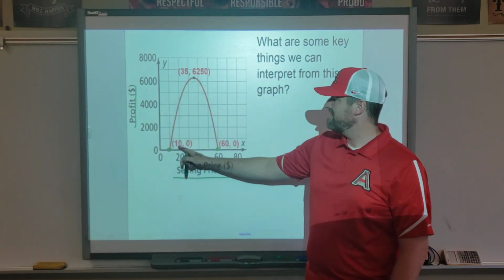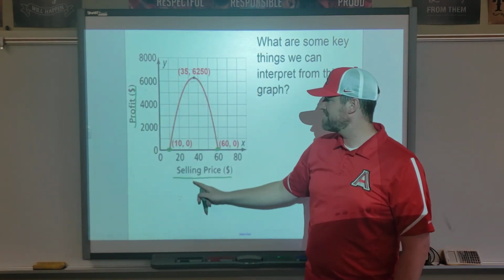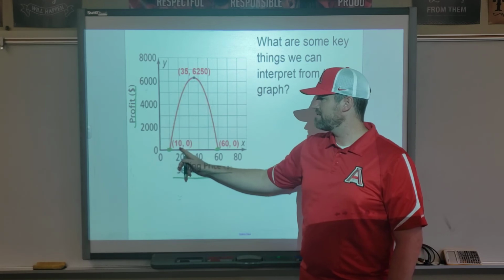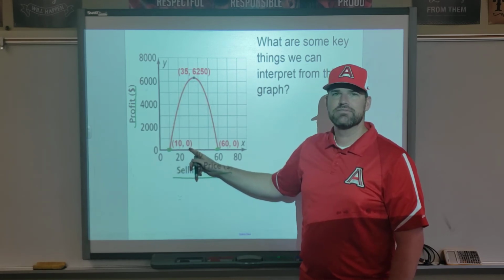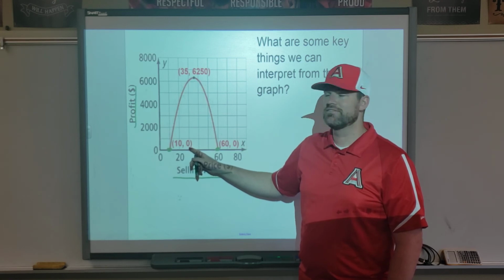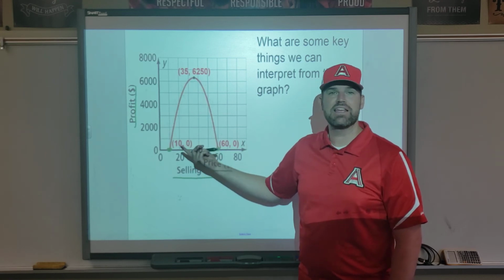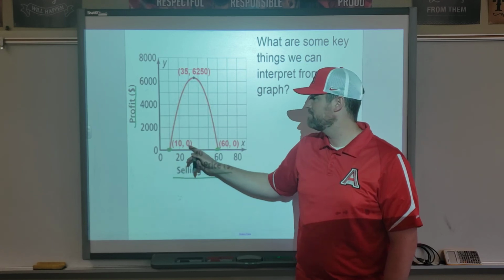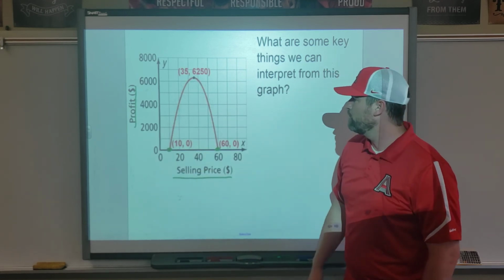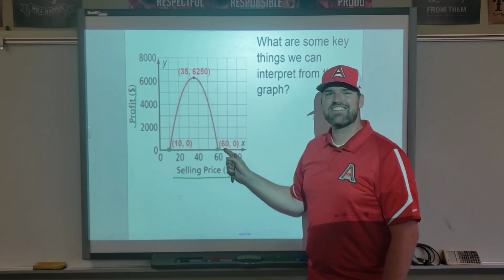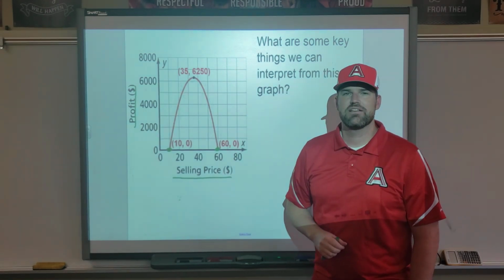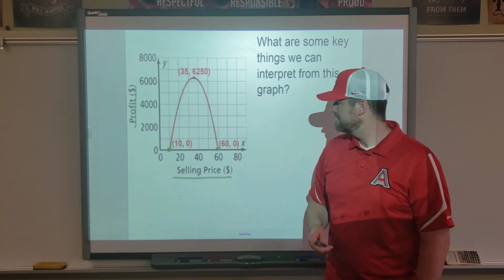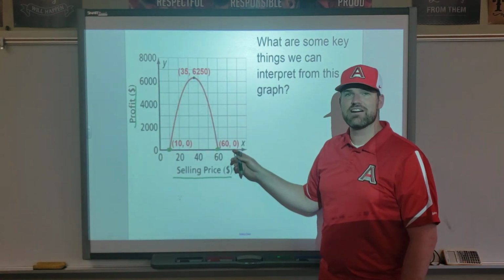So if I look at (10, 0), the 10 is the selling price. If we sell this product for $10, what will our profit be? Not too good. $0. I mean, at least we're breaking even. We're not losing money as a company, but we broke even. Well, what happens if we sell the product for $60, right? So we go try to sell it for $60. How much profit are we going to make? Well, we're not going to make any profit there either.